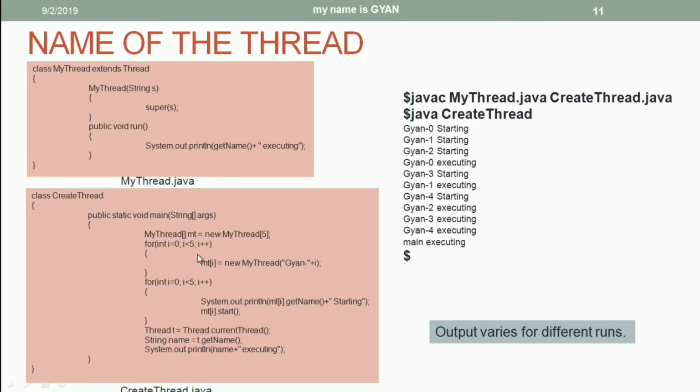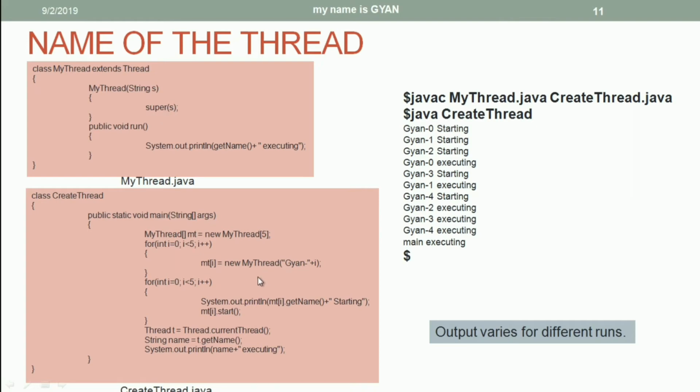That means for i equal to 0, the string will be like gyan0. For i equal to 1, the string will be like gyan1. So it is like gyan0, gyan1, gyan2, gyan3, gyan4. That's how here we are calling the parameterized constructor of the class myThread, and the same string got passed to the parameterized constructor of the class Thread.